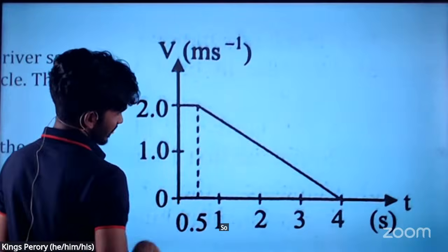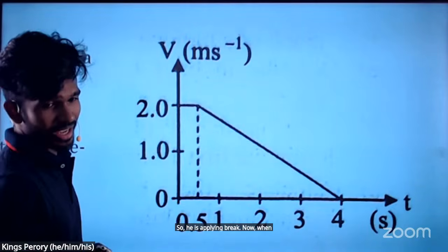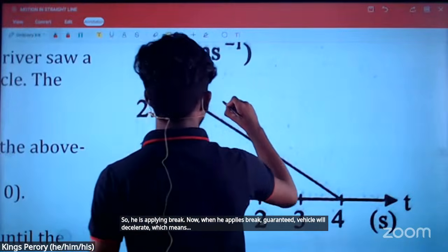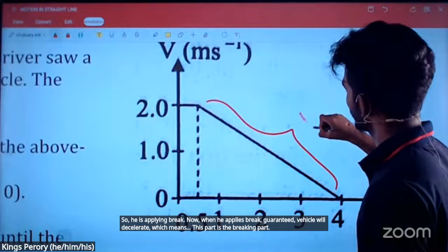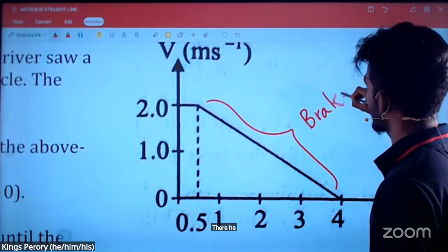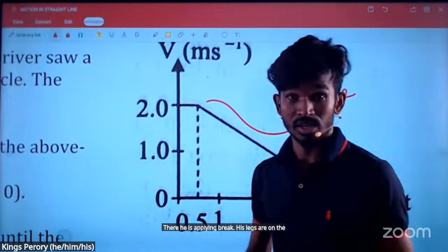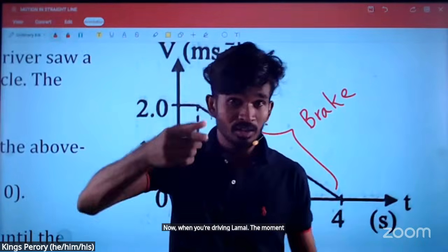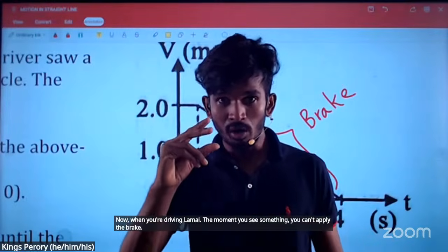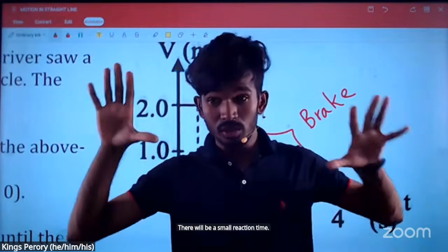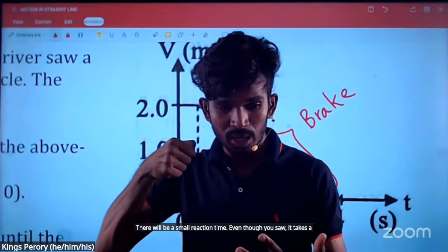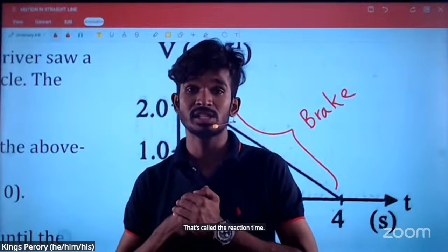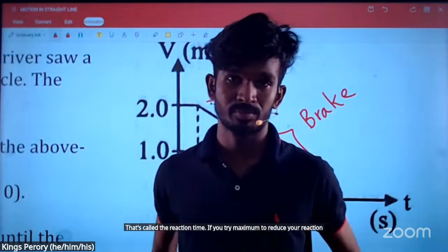So he is applying the brake. Now when he applies the brake, the vehicle is guaranteed to decelerate, which means this part is the braking part. There he is applying the brake, his leg is on the brake. Now when you are driving, the moment you see something, you can't apply the brake. There will be a small reaction time. Even though you saw, it takes a bit of time to move your leg and press the brake. That's called the reaction time. You should try to reduce your reaction time as much as possible in any activity.